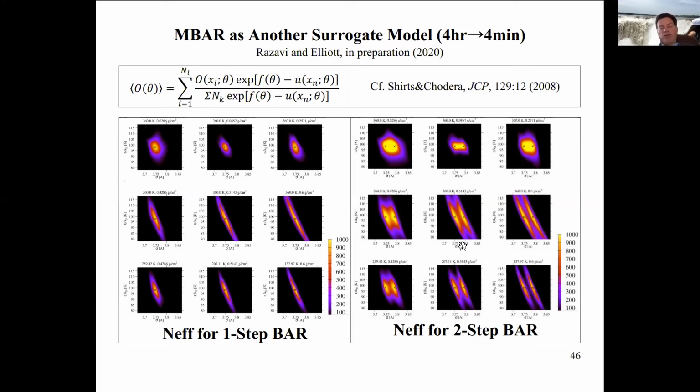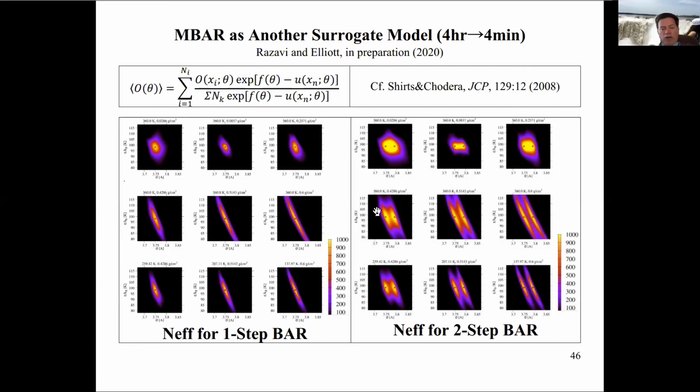So here I'm demonstrating how much more light you shine on your search space when you have 2 steps in your Bennett acceptance ratio. And of course, if you string together 5, wow, you're doing great, okay?